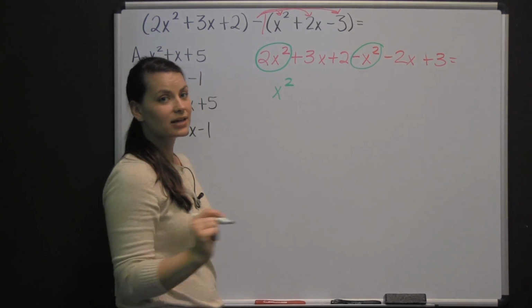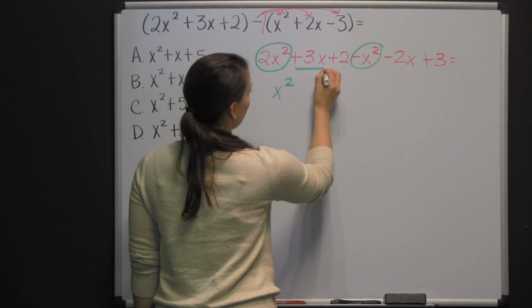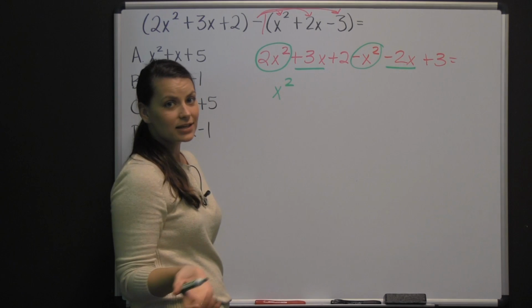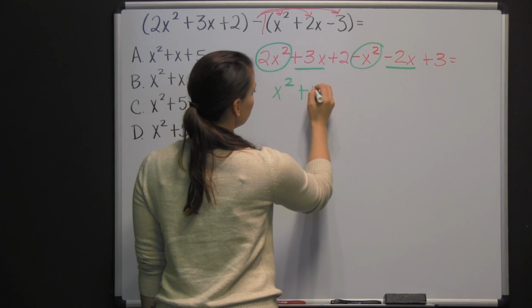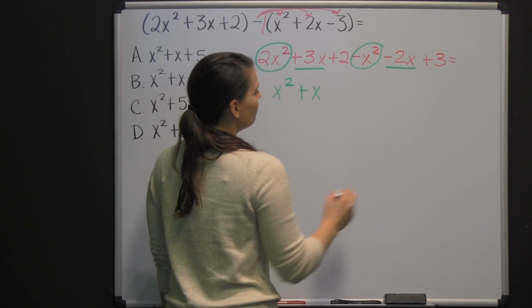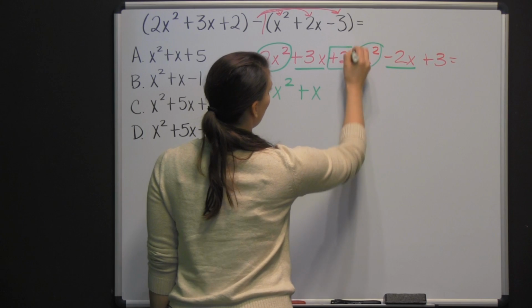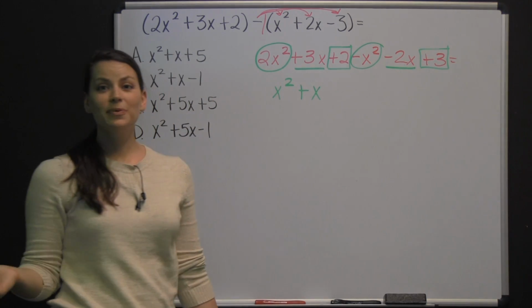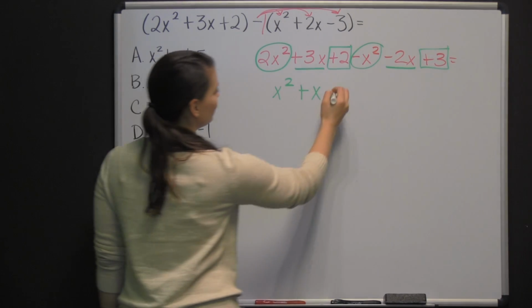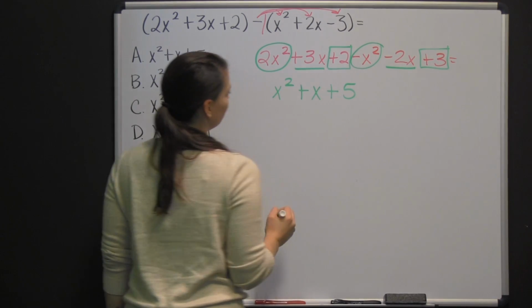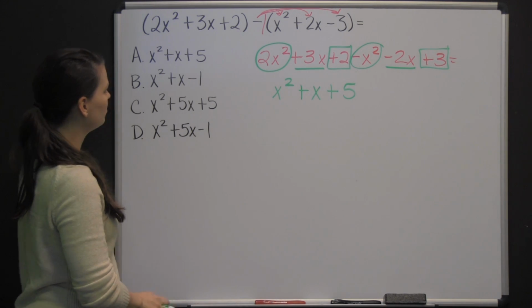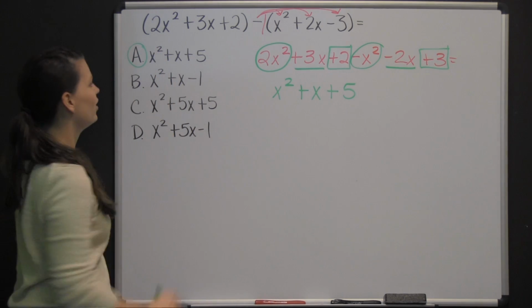Then we move on to our x term, our linear term. We have a positive 3x minus 2x. 3x's minus 2x's is just an x. Finally, we have our constants, a positive 2 and a positive 3. 2 plus 3 is 5, so plus 5. And there is our answer, x squared plus x plus 5, which is answer A.